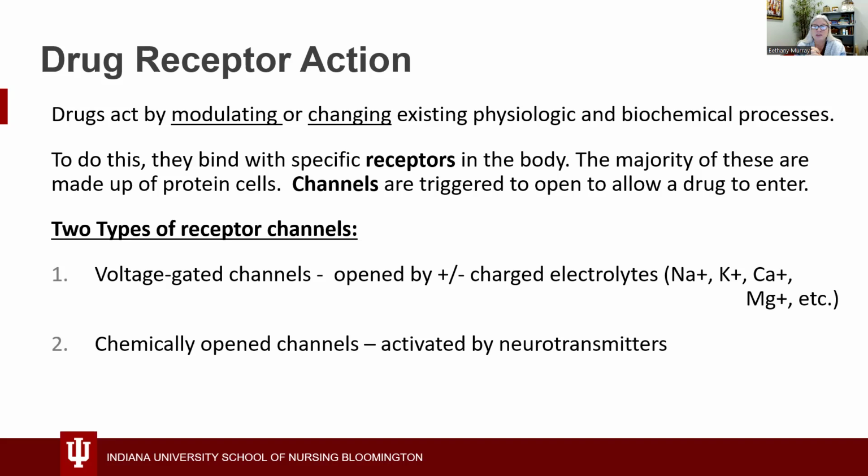So there are two major kinds of receptor channels. Actually, I'm going to show you 4 on the next slide, but there's 2 I want you to think about because they're very important to the medications we'll be learning about this semester. First is things that have a positive or a negative charge. These are called voltage-gated channels. They open up the cell wall. They open up a channel into the cell using electrolytes.